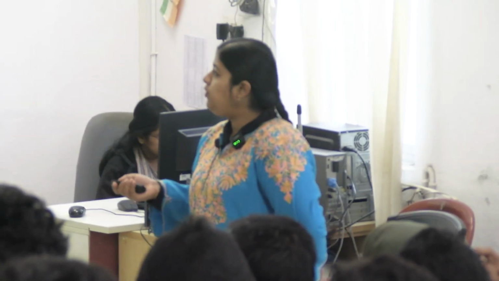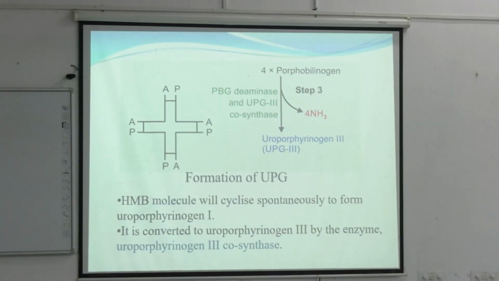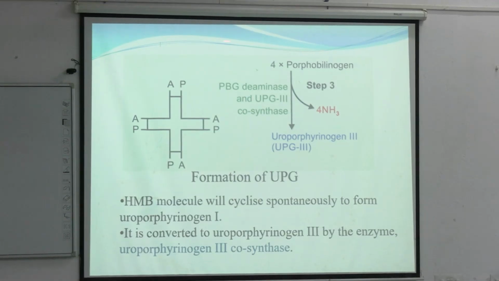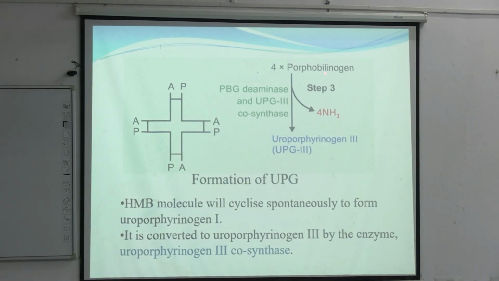Okay, but to form the series 3, that is uroporphyrinogen 3, we require uroporphyrinogen 3 co-synthase. That is why the previous enzyme, PBG deaminase, is also known as uroporphyrinogen 1 synthase, because by this alone porphobilinogen can be converted to HMB and to uroporphyrinogen 1 directly, spontaneously. But we need uroporphyrinogen 3 for heme synthesis. That's why the second enzyme, uroporphyrinogen 3 co-synthase, acts here.